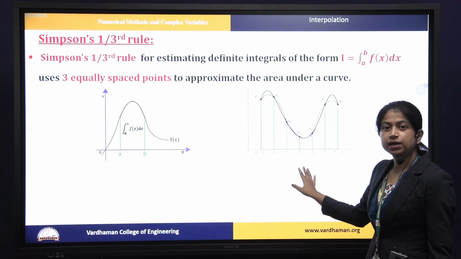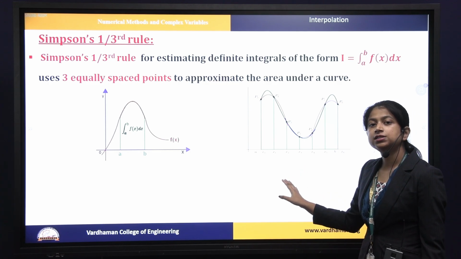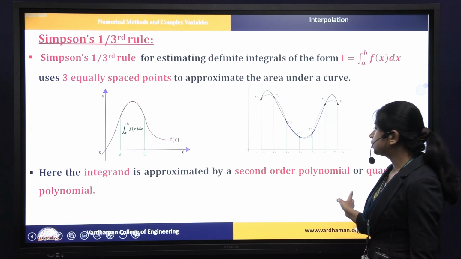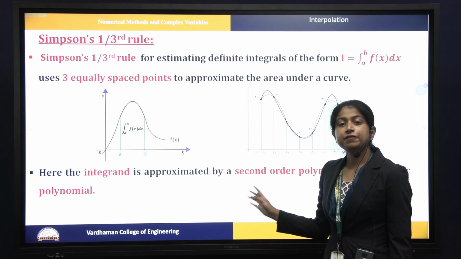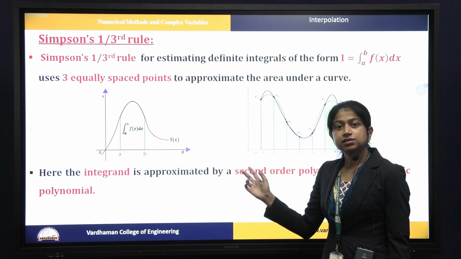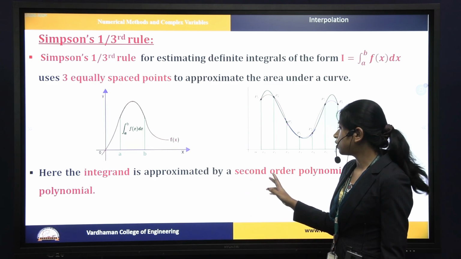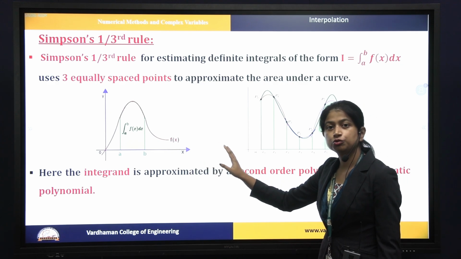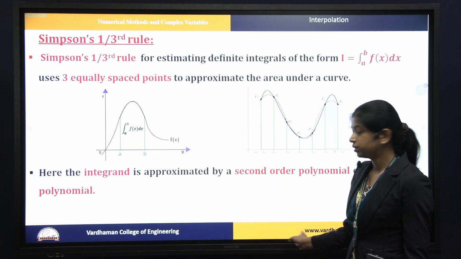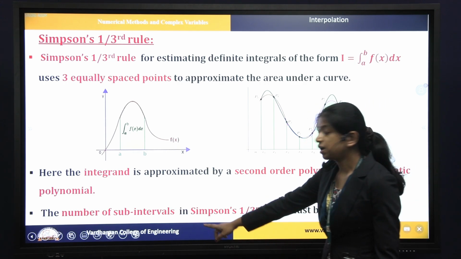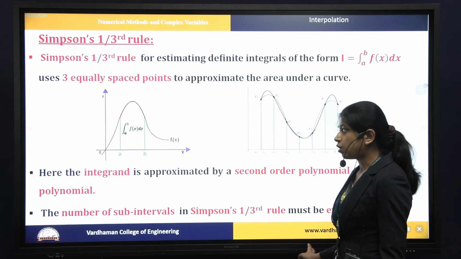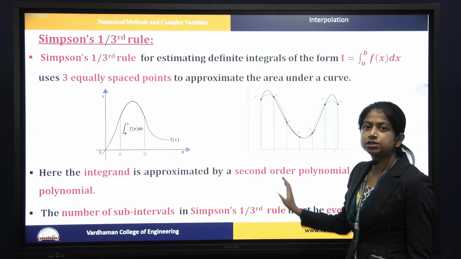This can be approximated by a quadratic polynomial or second order polynomial. Here the integrand is approximated by a second order polynomial. If n equal to 1, then we have 2 points x0, x1, and that is approximated by a first order polynomial. Here n equal to 2, so we need 3 points and it is approximated by a second order polynomial. Also, the number of subintervals in Simpson's one-third rule must be even. If it is odd, then we cannot use Simpson's one-third rule.